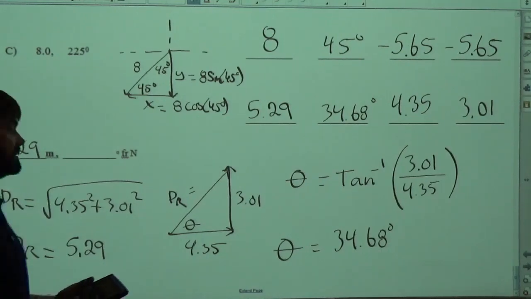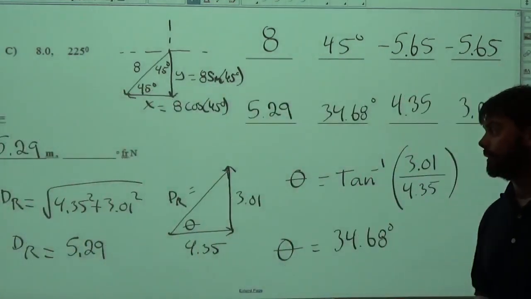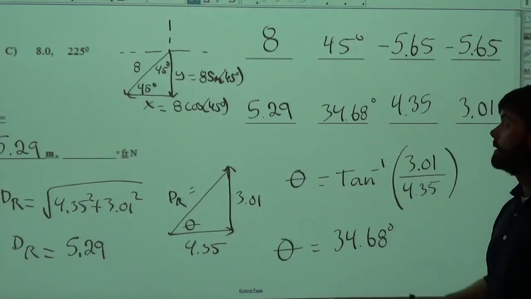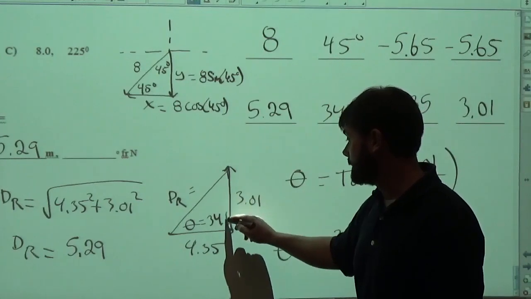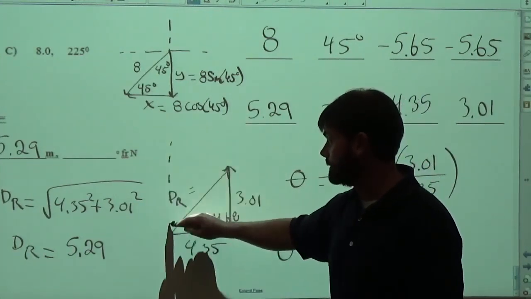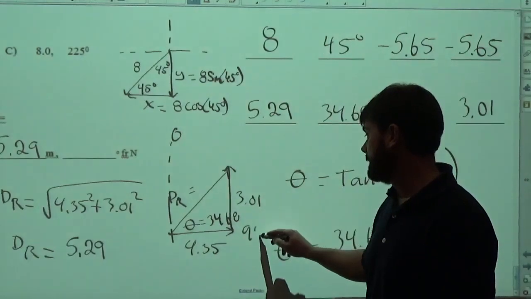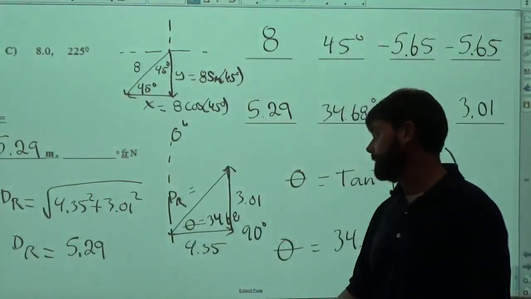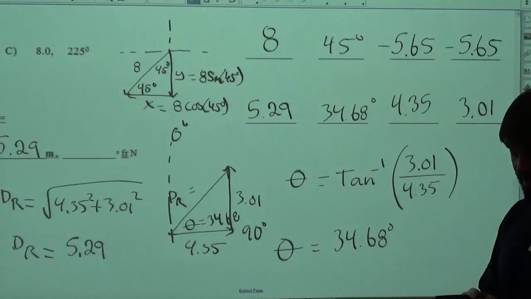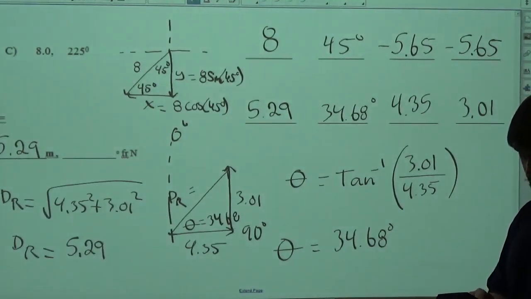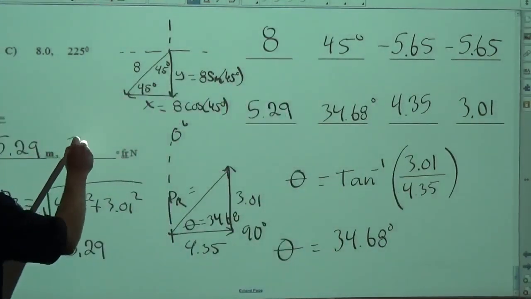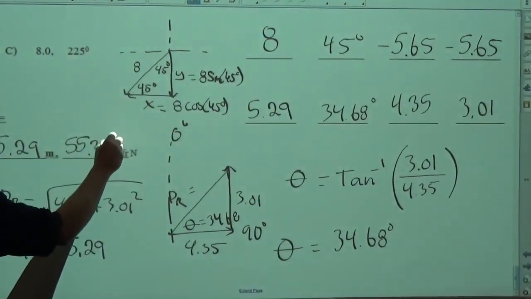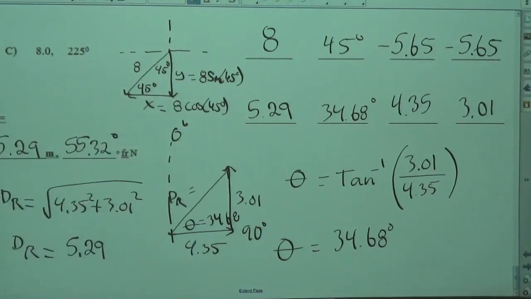And then the last bit of information that they give us is they want us to figure out what is the degree from north. Well, we got 34.68 degrees here. And if you remember, north is up here at 0 degrees, and this is at 90 degrees over here. So you can do 90 minus the 34.68. And that should tell you the degrees from north. So this is at about 55.32 degrees from north.